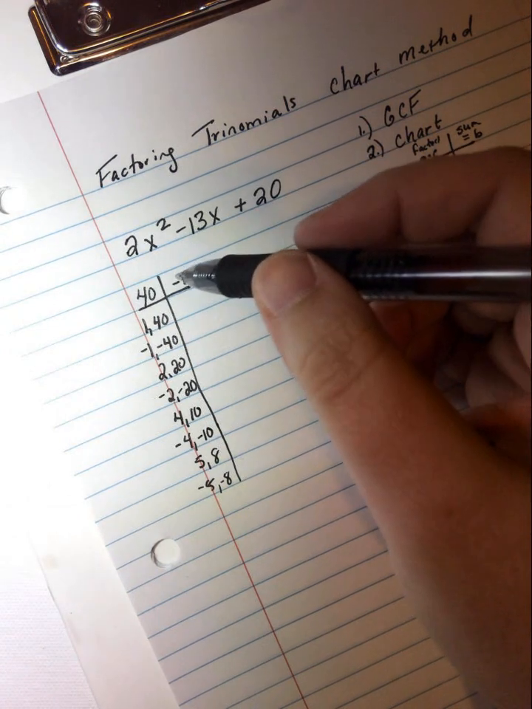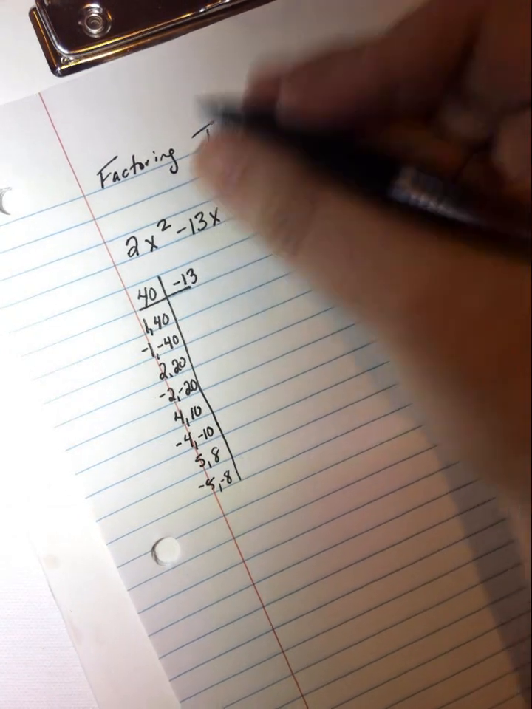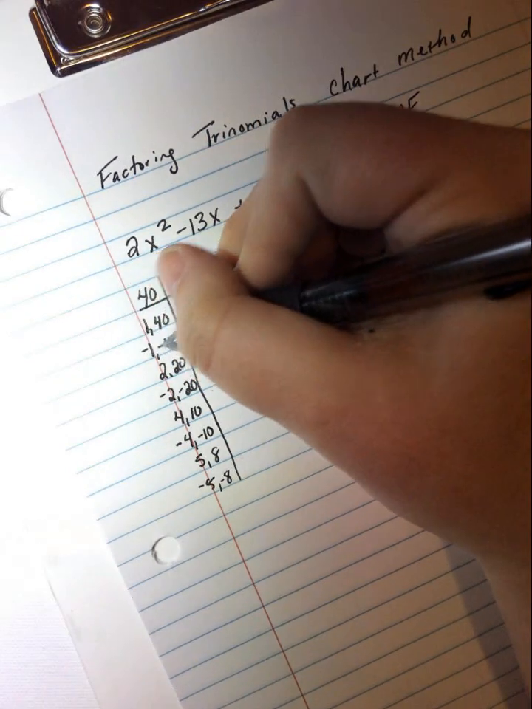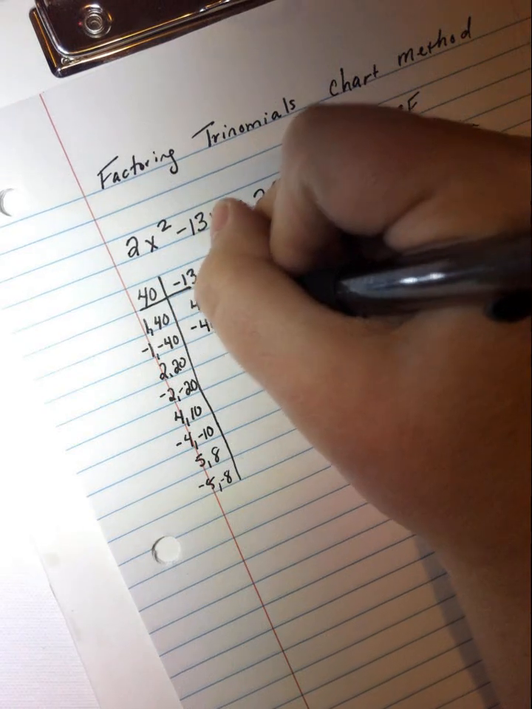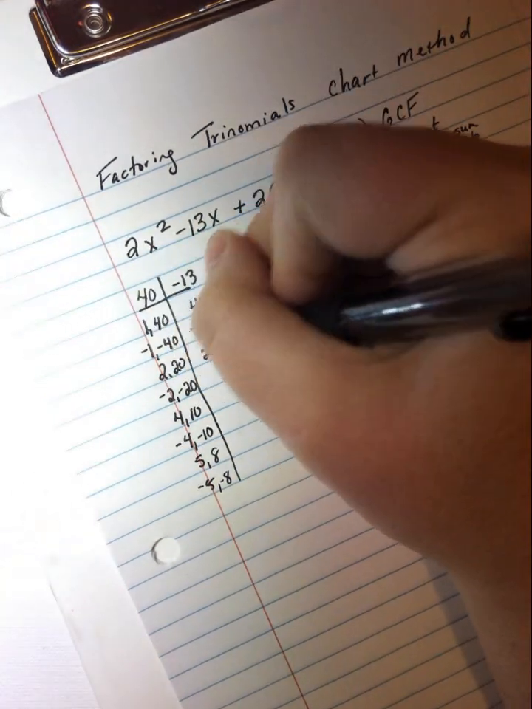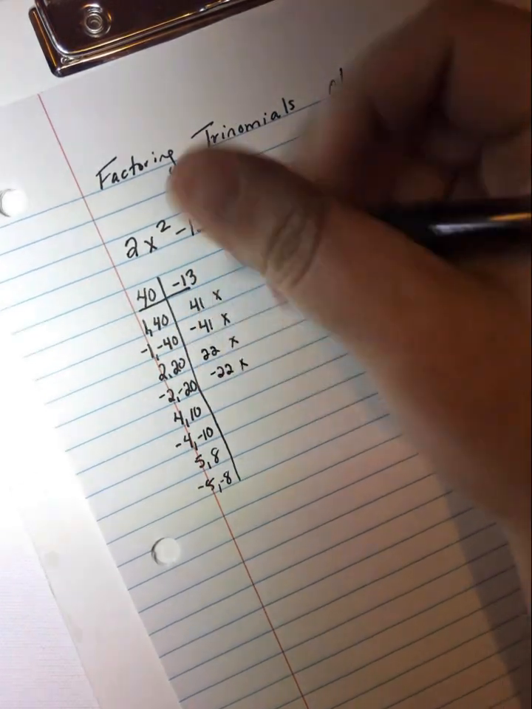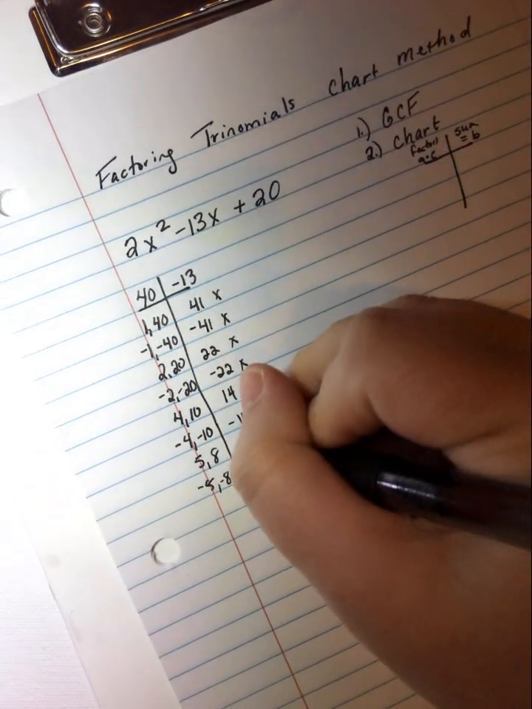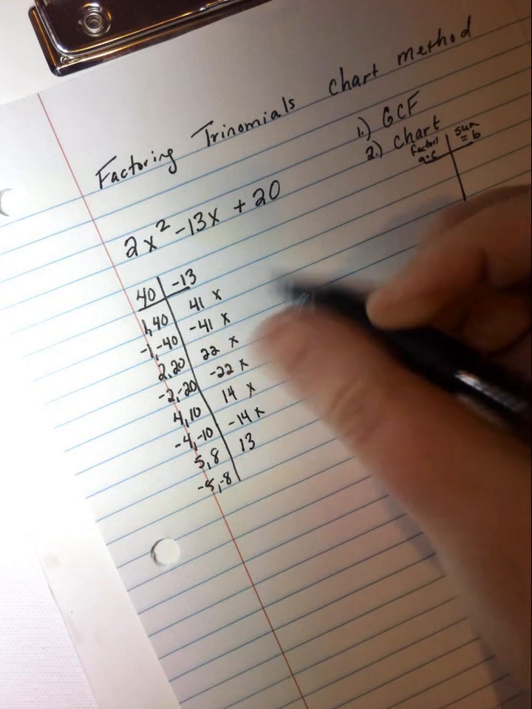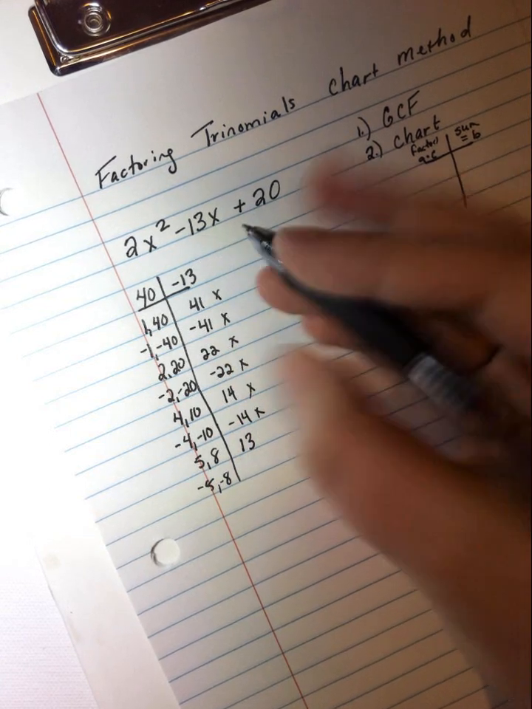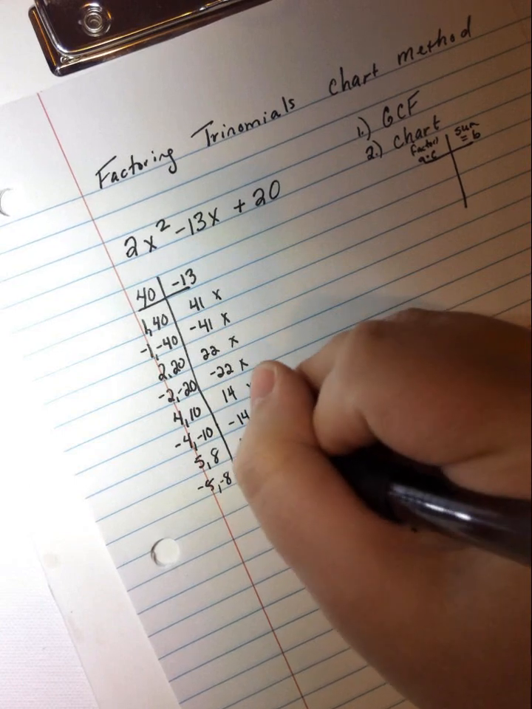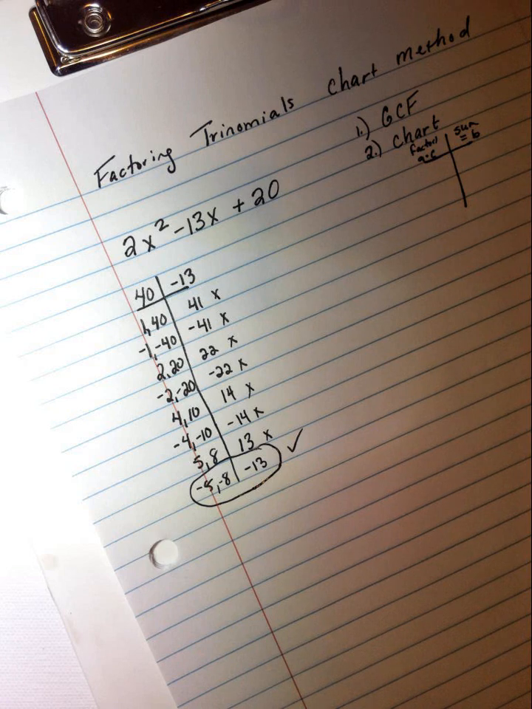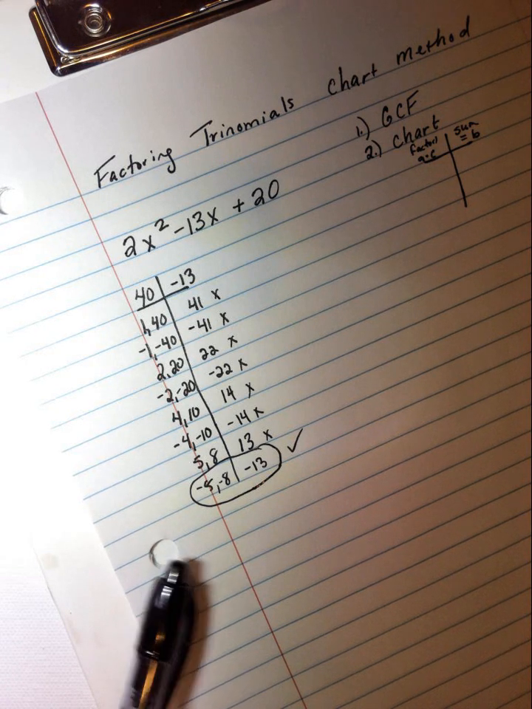If I add these up, I'm looking for the ones that give me negative 13. For example, 1 plus 40 is 41. Not what I want. Negative 1 plus negative 40 is negative 41. Not what I want. 22, nope. Negative 22, nope. 14, negative 14. So you know we're going to be down here. You got 13. Oh, it's so very close, but I want what kind of 13? And negative 13. So my very last one, negative 13, is the one I want. That's my winner.